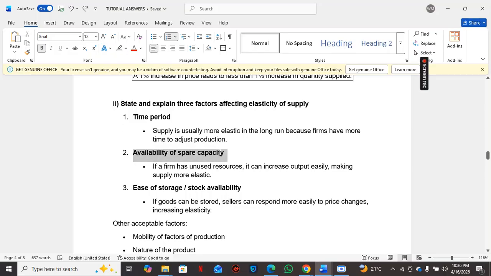Number two is the availability of spare capacity. Let's say you have a farm and you have 10 tractors and 10 combine harvesters, and currently you only use 5 tractors and 5 combine harvesters. It means you have spare capacity in your farm. Let's say you've even got maybe 10 acres of unused land. That's spare capacity. That's what we mean. You've got spare land, spare equipment.